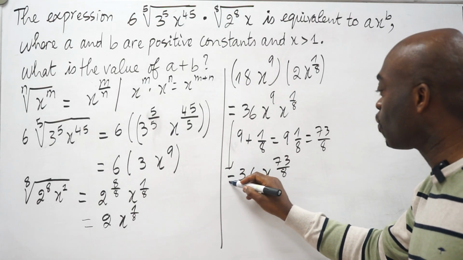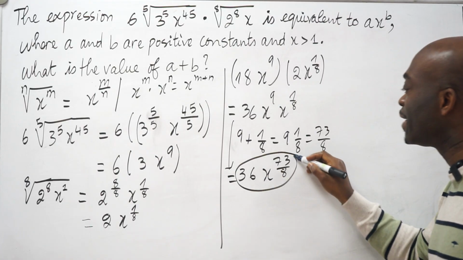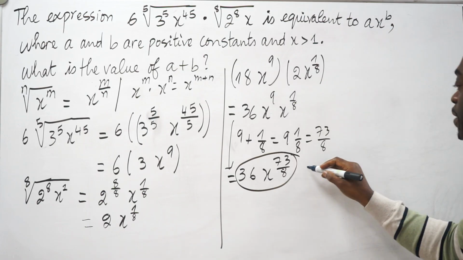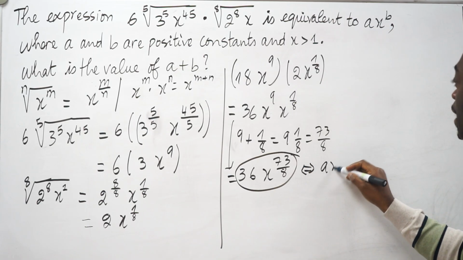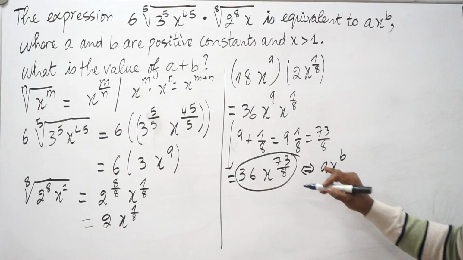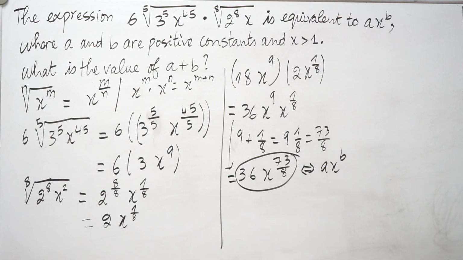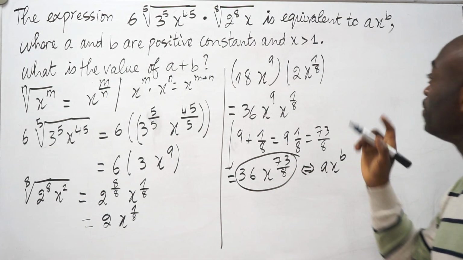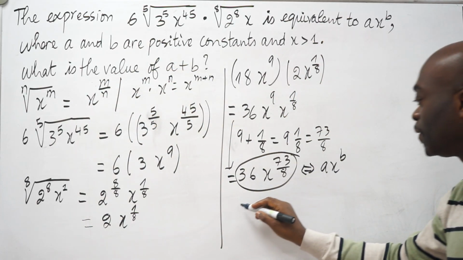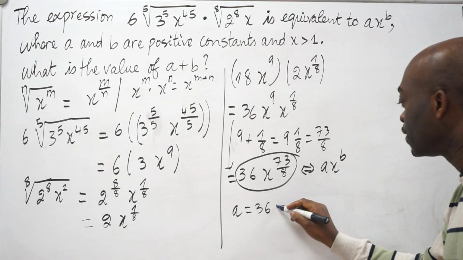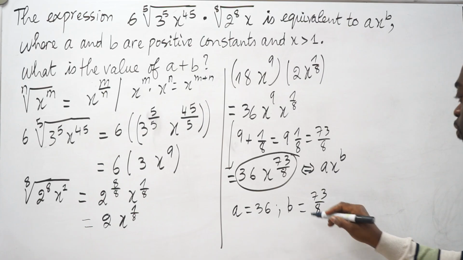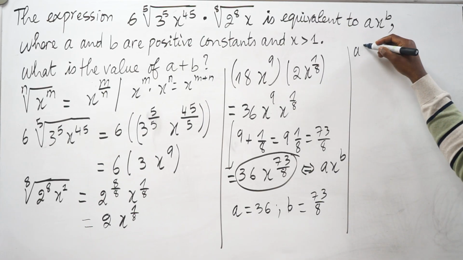So this is what we have afterwards. If this is what we have, we're saying that this is equivalent to ax to the power b. So this is equivalent to a times x to the power b. So what is a? It's 36. Then we have x. What is b? 73/8. Now, what is our question? Remember, don't forget about your question. What is the value of a plus b? So if a is equal to 36, and b is equal to 73/8, we need to find a plus b.